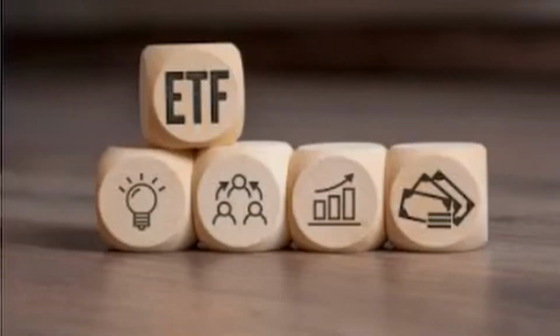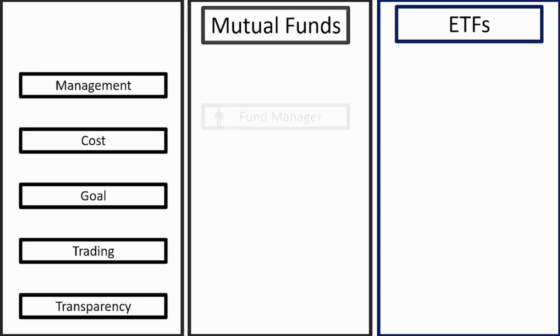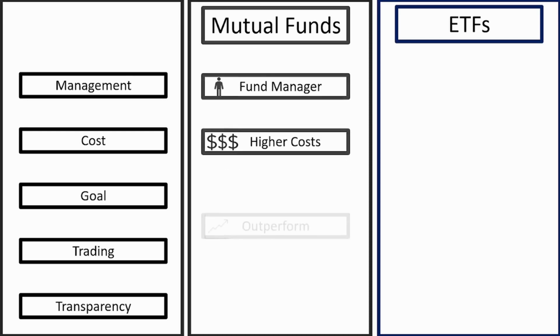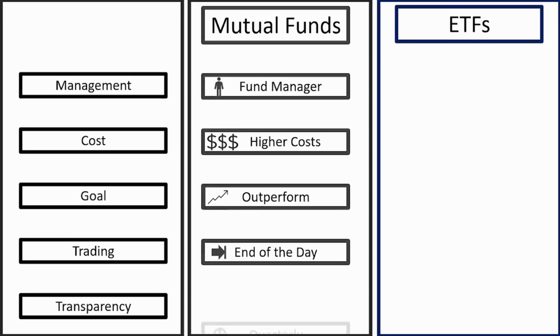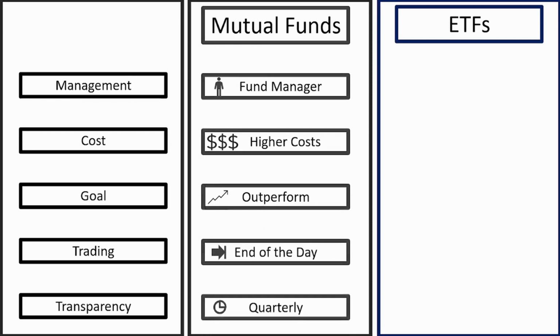Another draw for investors are the lower fees. ETFs typically have lower fees than actively managed mutual funds, making them an attractive option if you're looking to invest without a huge cost. And this brings me to the need to share the differences between mutual funds and ETFs. Let's run it down and look at 5 key areas of comparison.